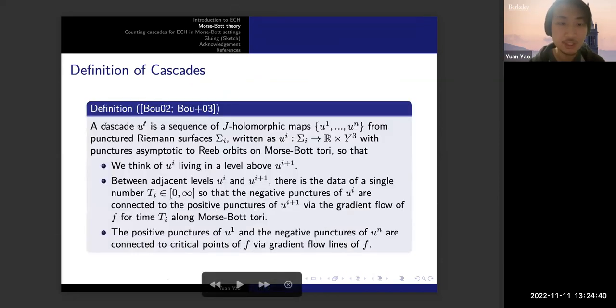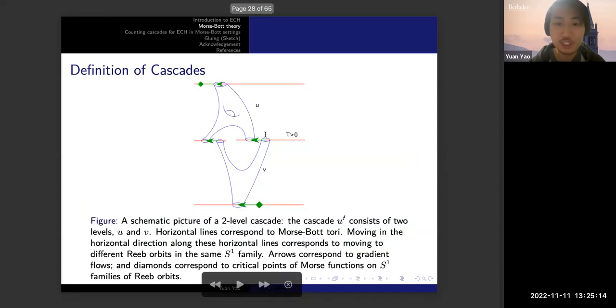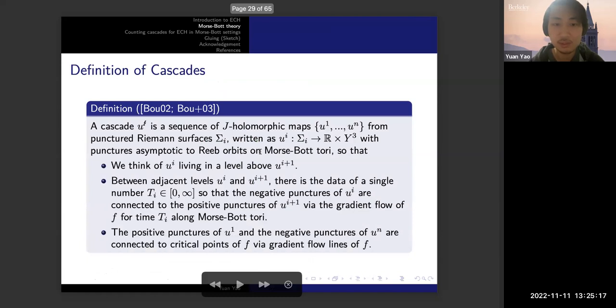So let me give you the definition. A cascade is a sequence of J-holomorphic maps, u1 up to uN, and we think of ui as living in a level above ui+1. And between adjacent levels, there's the data of a single number, which could be 0, could be infinity, so that the ends of ui and ui+1 match up via a gradient flow of length Ti along each of these Morse-Bott tori. And the positive punctures of u1 and the negative punctures of uN are connected to critical points of f via the gradient flow of f. So that's basically this picture, but with more levels. Okay, are there questions about that?